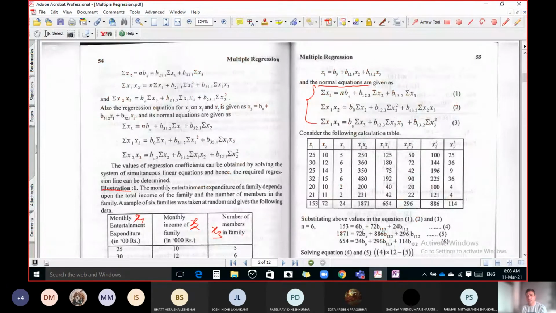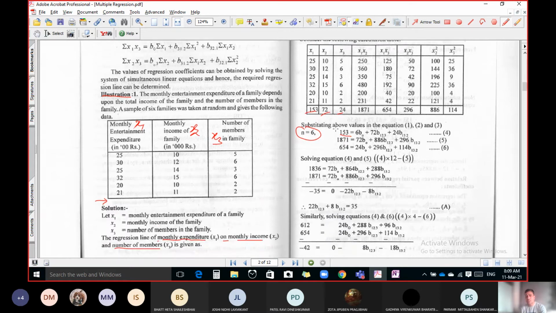See, we have that calculation. x1 into x2, x1 into x3, x2 into x3, x2 square and x3 square, and we get all these values. And there are 6 values, so our n is 6. Now substitute all these values, sigma x1, sigma x2, sigma x3, in these 3 equations. So what we get, our first equation becomes sigma x1, that means 153 equal to n is 6 b0 plus sigma x2 is what, 72 b12.3, and then sigma x3, that is what, 24 b13.2. Then second equation, substitute all values in the second equation, and the third equation.